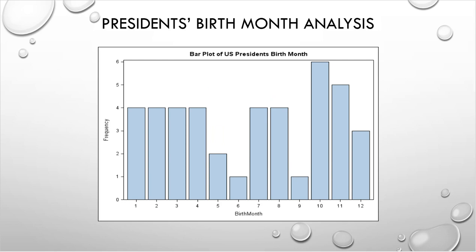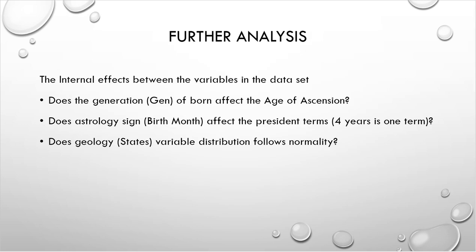And the last graph I do is I use a bar plot to draw the presidents' birth months. We can see that October is the month most presidents were born, totally 6 presidents, and June and September only have 1 president coming from that month.